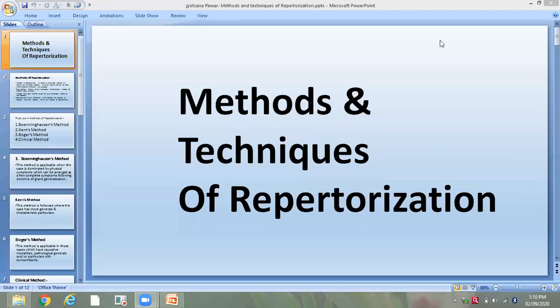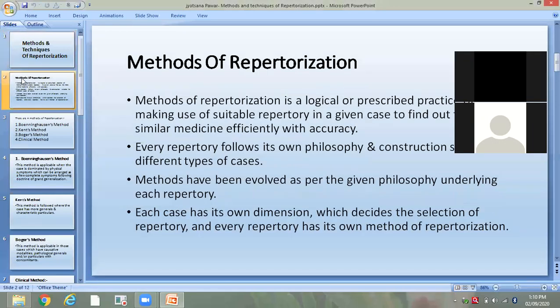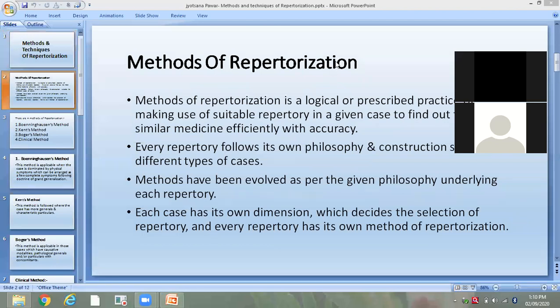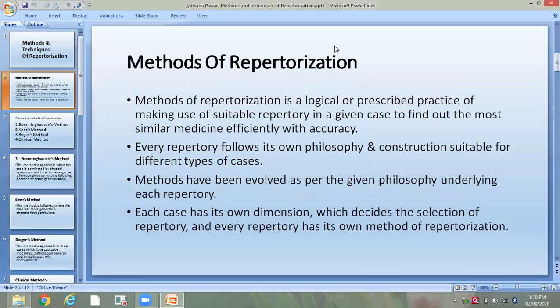Onwards, we are going to discuss methods and techniques of repertorization. So, methods of repertorization. What is a method of repertorization? A method of repertorization is a logical or prescribed practice of making use of a suitable repertory in a given case to find out the most similar medicine efficiently with accuracy.